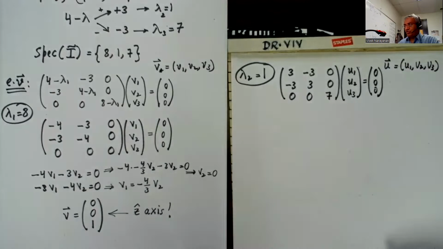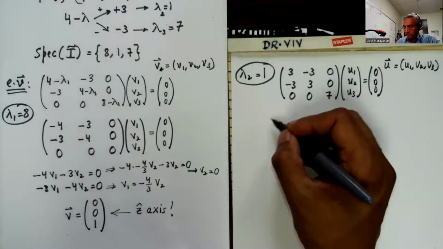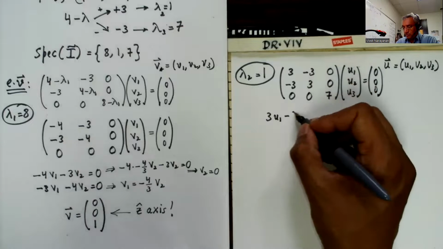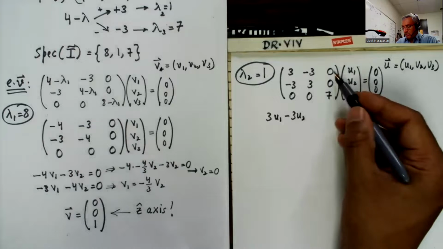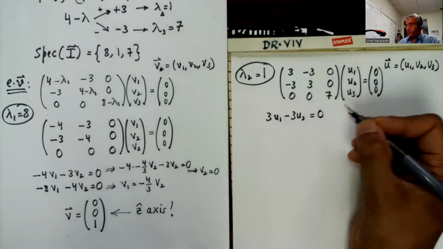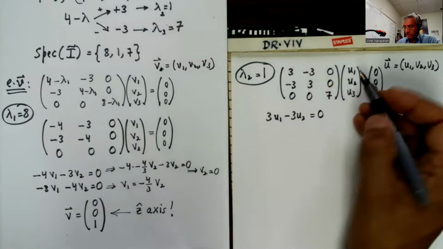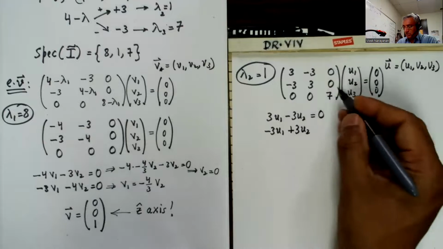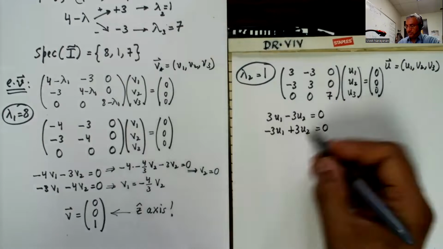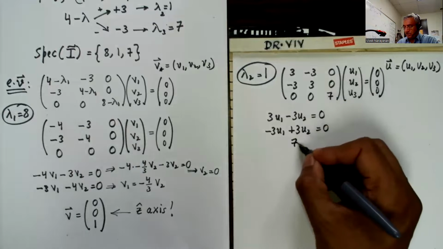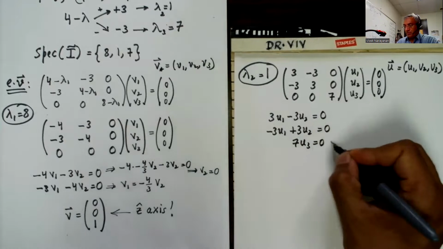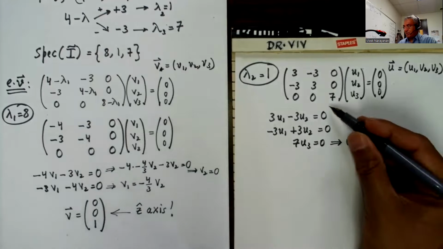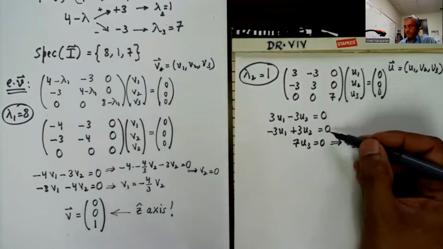Let's see what happens to this system of equations. The first, I get 3u1 minus 3u2, and there's nothing there, equals 0. And then the second equation is negative 3u1 positive 3u2 equals 0. And the last equation tells me that 7u3 is 0. Well, the only way that can be satisfied is if u3 is 0. Now, how can we make these two satisfied?